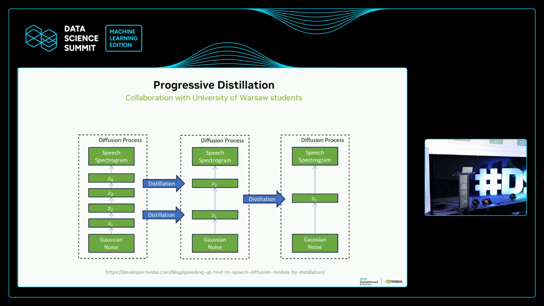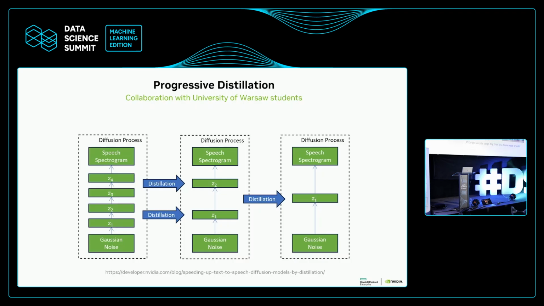What's very interesting, we can repeat this process. So we can distill it once, and we can distill it once again. So again, we distill these 2 subsequent diffusion steps into a single one. And this process can be repeated multiple times. When they have started, this model required around 1,000 diffusion steps. And after the optimizations, it was an order of magnitude faster.